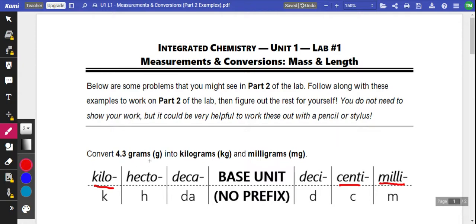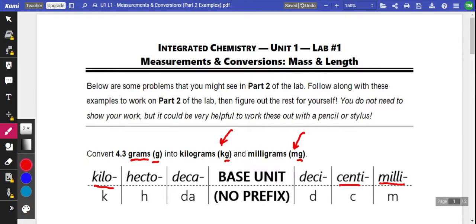Like in this first example, I'm going to keep with grams, which we use a little g for. Instead of changing that unit, I'm still talking about grams, which is a kind of mass, but I put a prefix in front of it, like this K for kilo or this M for milli, that talks about how big or small that unit is. In this case, we're going to be trying to change 4.3 grams into kilograms and milligrams. And we're going to do some other examples too.